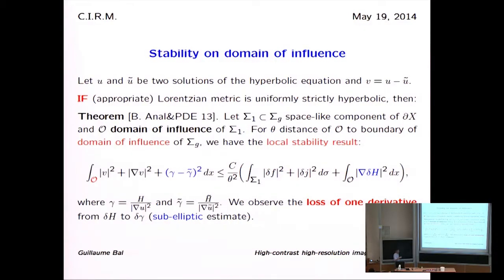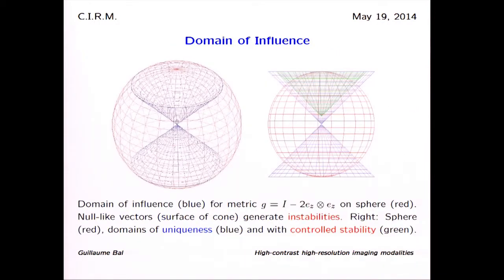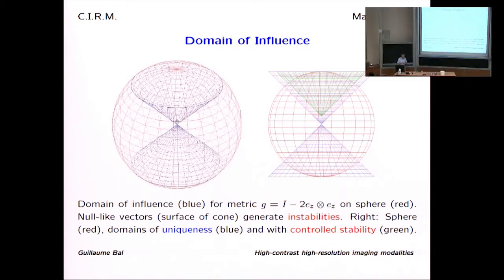The source would be a delta H here. So we lose one derivative in the reconstruction. And not only that, but we can only reconstruct it on part of the domain. This is a hyperbolic equation. So here's a picture. This is the part of the domain where we can do a good reconstruction.